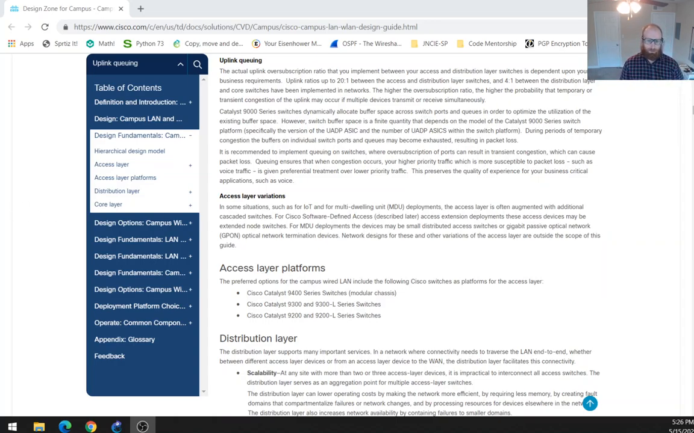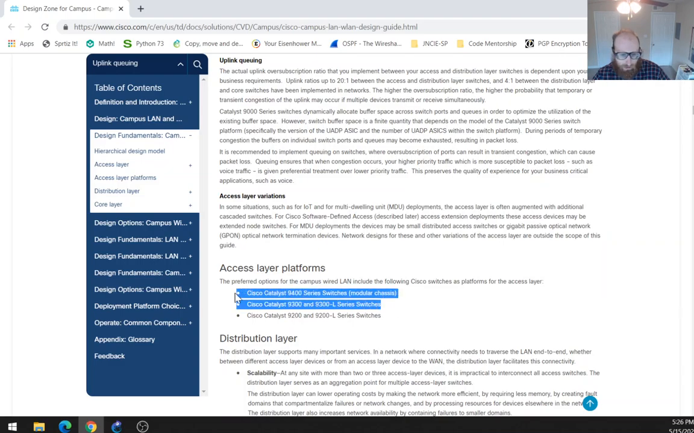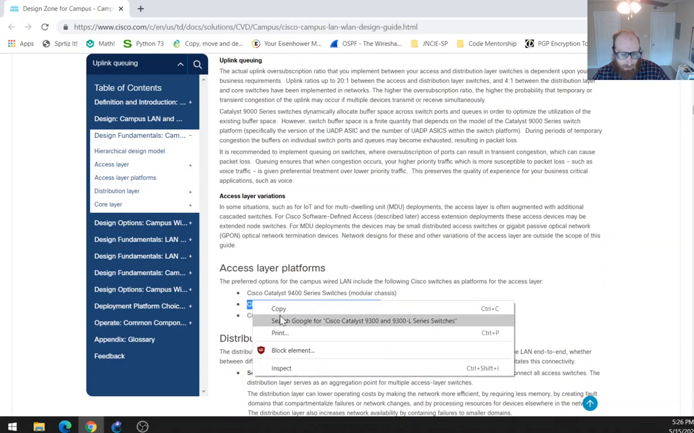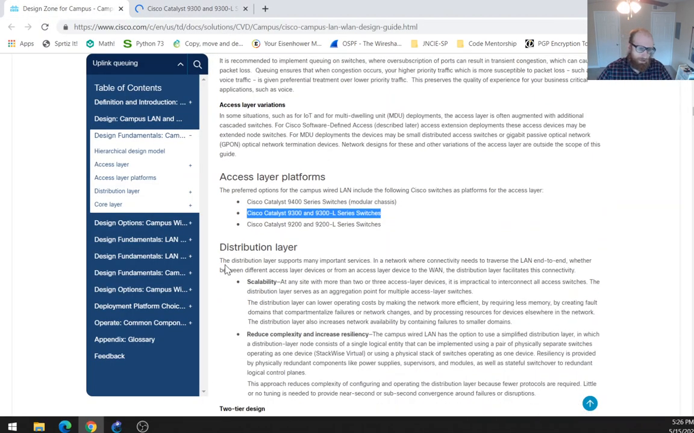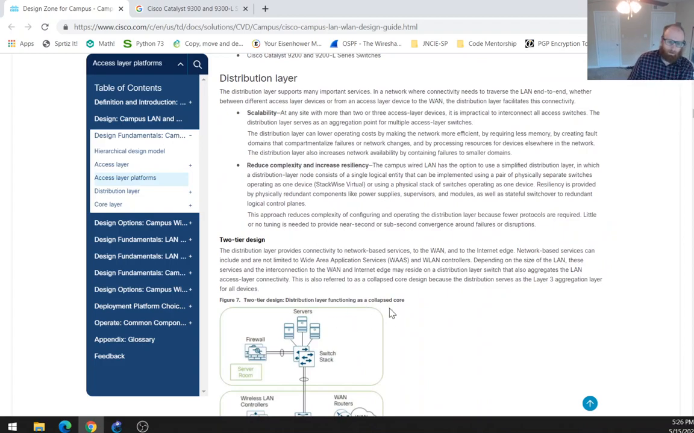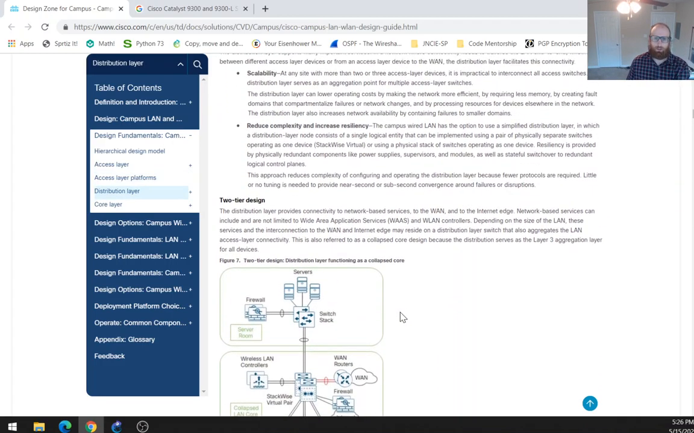Access layer platforms. The preferred options for the campus wired LAN include the following Cisco switches as platforms for the access layer. So here's what you would want if you wanted a modular switch, but now this is just the same thing, right? I guess it looks a little different. But okay, so let's take what we learned from this and pick a better access switch.